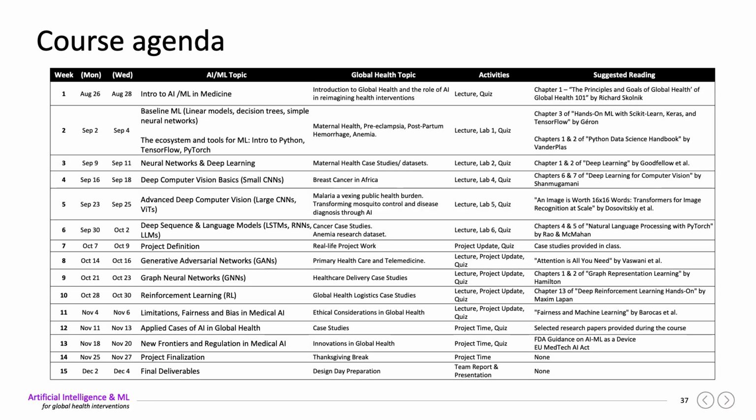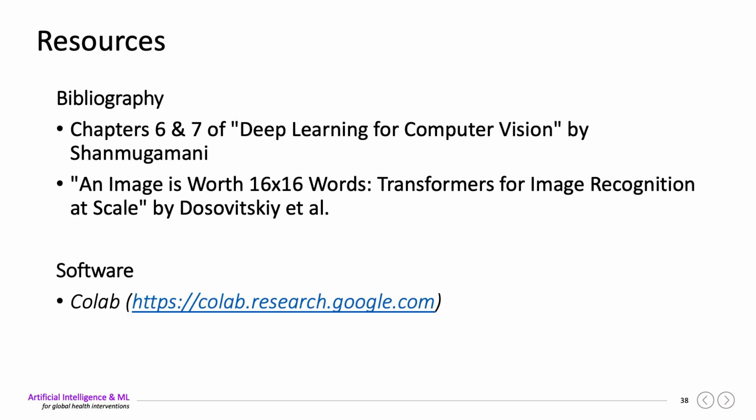This slide shows the broader course agenda, placing today's lecture in context. This slide lists the resources for this lecture, such as Chapters 6 and 7 of Deep Learning for Computer Vision by Shanmugamani and the foundational ViT paper, An Image is Worth 16 by 16 Words: Transformers for Image Recognition at Scale by Dosovitskiy and colleagues.